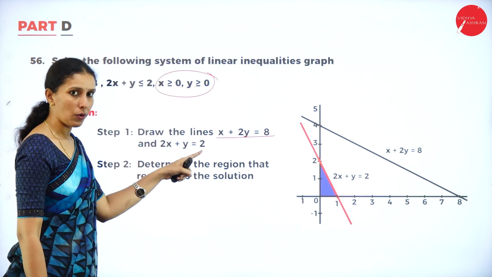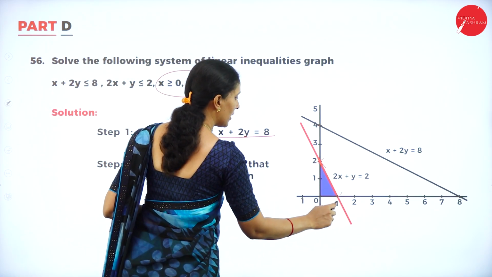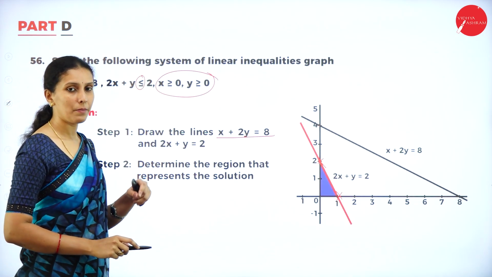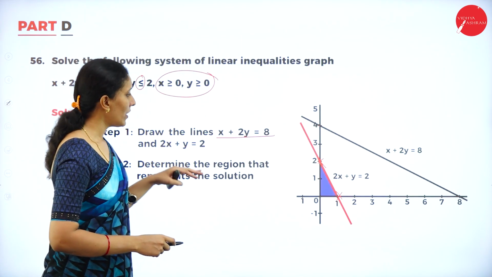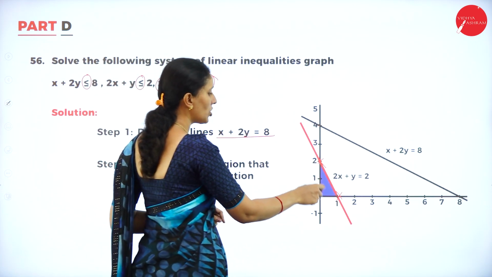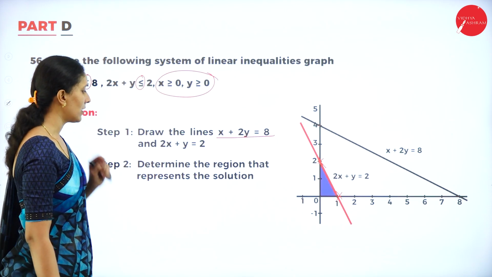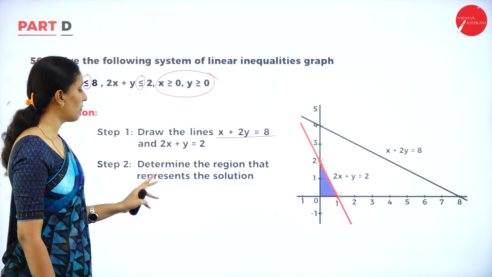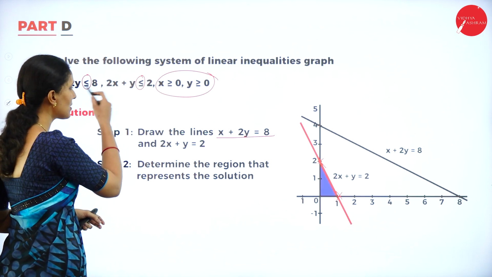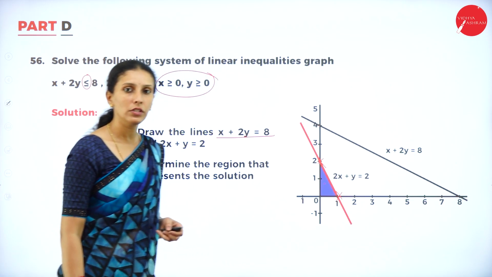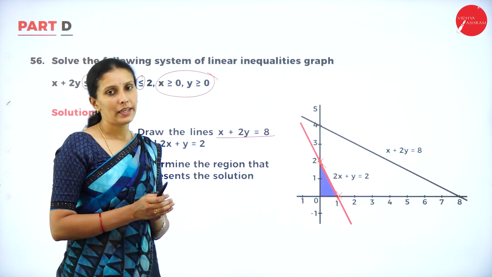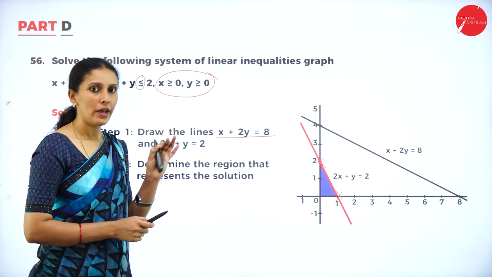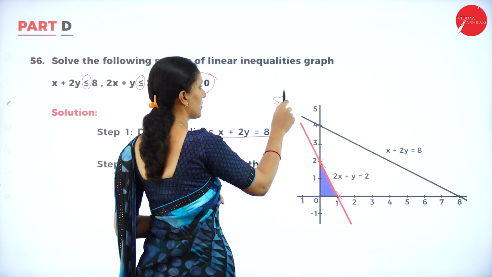Similarly, we have 2x plus y is equal to 2. On solving this equation, we will get two coordinates here and here. So join them. Since both the equations have the inequality less than or equal to, that means the solution is below the line. So we have to find the solution for both the lines. So this shaded region implies the solution. After drawing the lines for any inequality given, we have to determine the region that represents the solution. So for this particular linear inequality, this is the solution region. Similarly, for all inequalities, you have to draw lines for the given inequalities and find the solution region. So this again carries 5 marks.